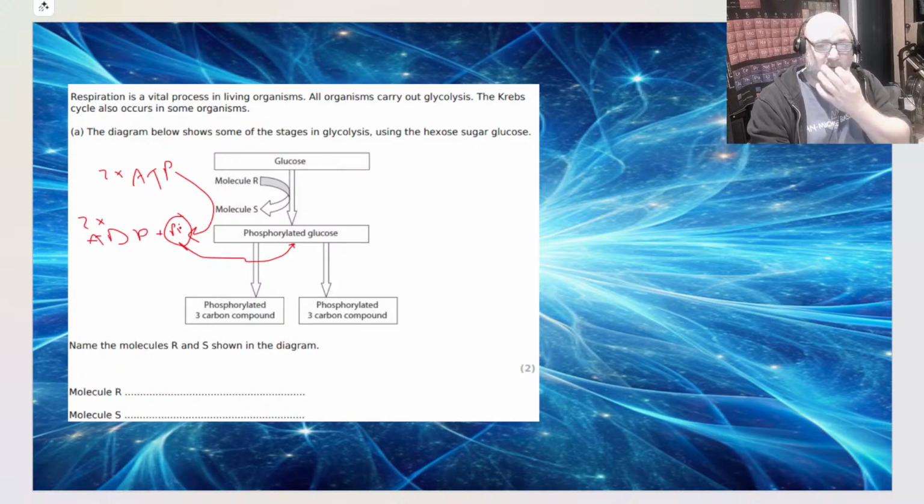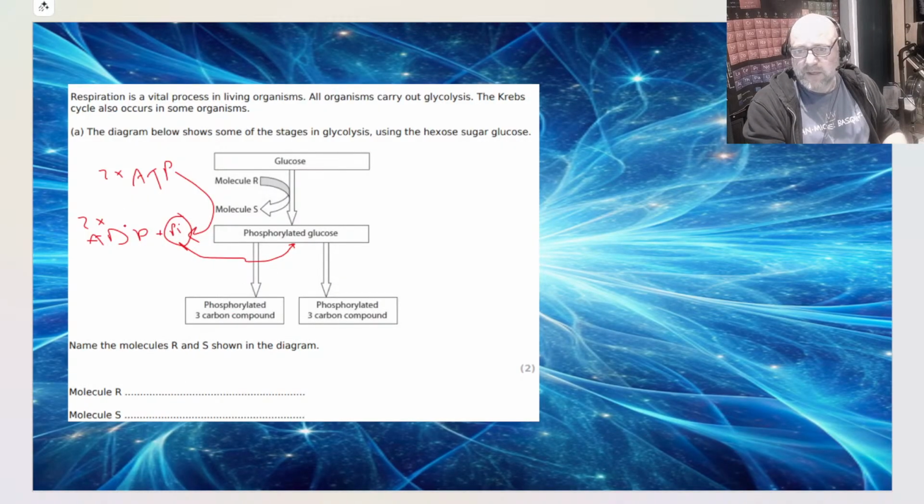That's why they snapped off those phosphates to join to the glucose to make hexose bisphosphate, which then quickly breaks down into triose, and then it's turned into pyruvate. So the answers to these are going to be ATP and ADP.